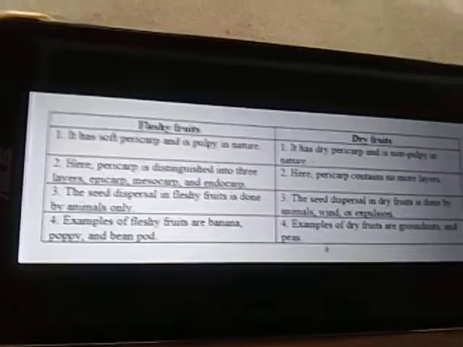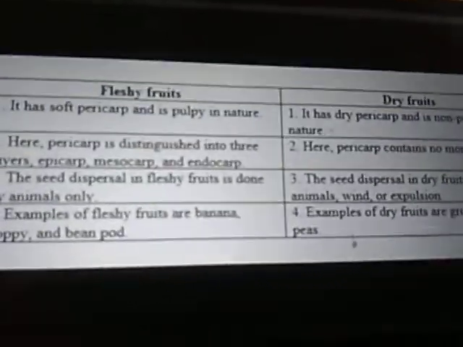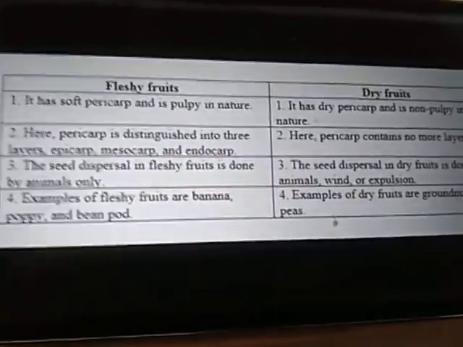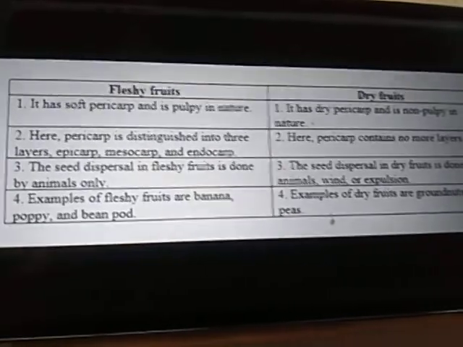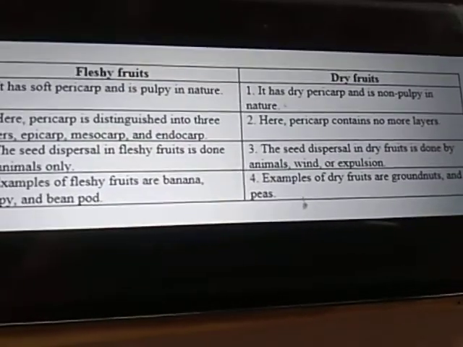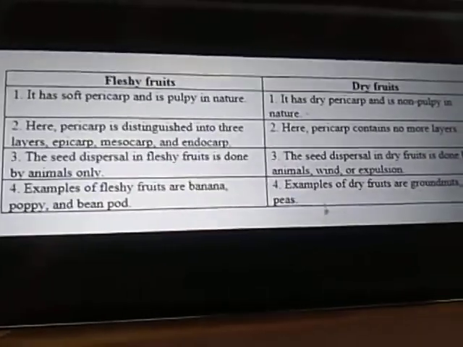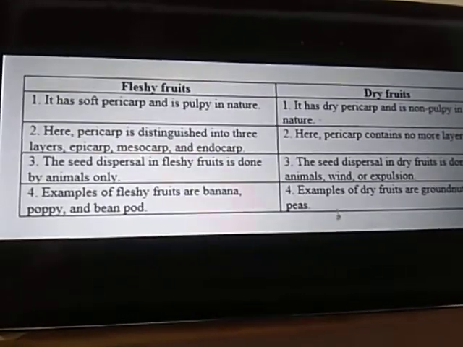Now you will see the types of fruits. See there, types of fruits: fleshy fruits and dry fruits. Two types of fruits are there. Fleshy fruits have a soft pericarp and are pulpy in nature. But dry fruits have a dry pericarp and are non-pulpy in nature.